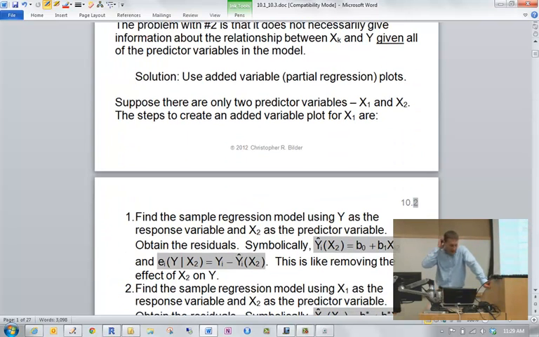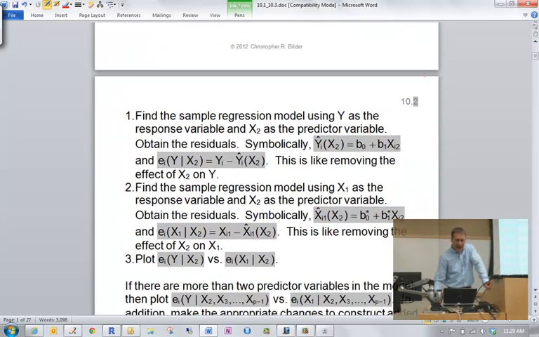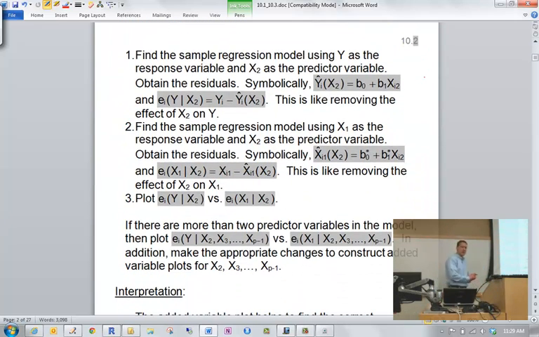So again, these kinds of plots are going to be called added variable plots. Let's consider a simple situation where we have just x1 and x2. And here's how you construct one of these added variable plots. Let's say I'm interested in x1. That's the variable I'm interested in. I want to determine what's the correct form for x1 in the model.